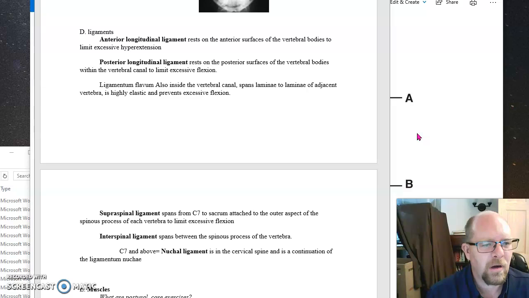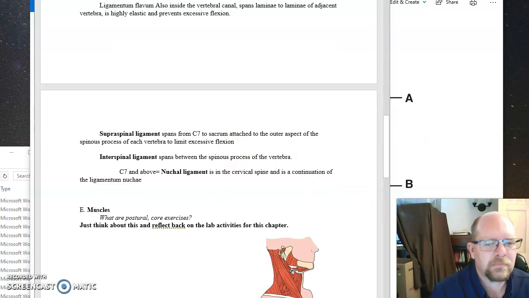Ligamentum flavum, also in the vertebral canal, spans lamina to lamina, from one vertebrae to the next. It's highly elastic, but prevents hyperflexion. Supraspinal ligament spans from C7 to the sacrum, attached to the outer aspect of the spinous process, again to limit flexion.